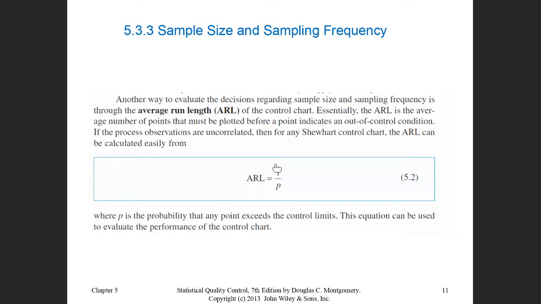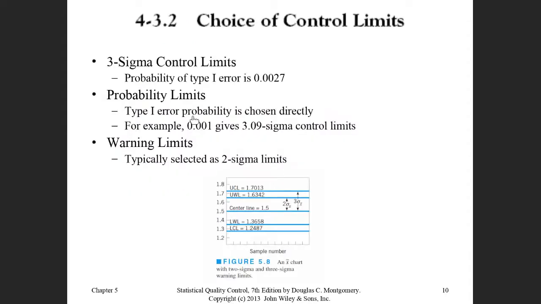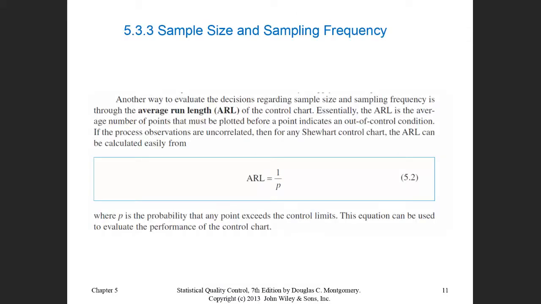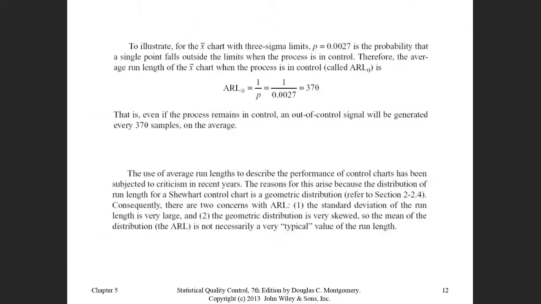So when you divide 1 over the probability of a point exceeding the control limits, it will give you the number of points before an out of control event will appear. If we use the probability from the previous slide, 0.0027, which is the probability of having a defect beyond the 3 sigma limits, and we divide 1 over 0.0027, it will give us 370. That means it will need or generate 370 samples before an out of control event will appear.